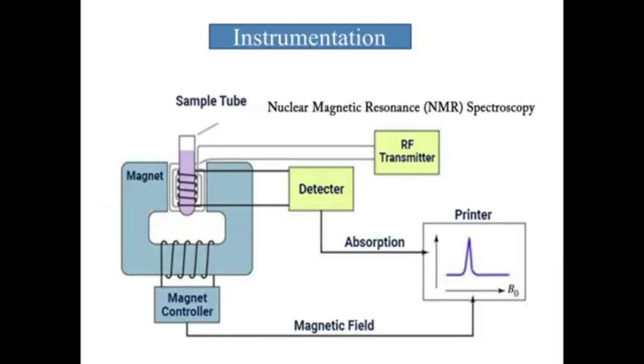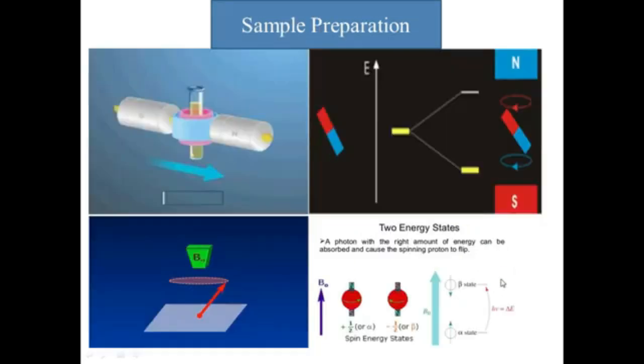The instrumentation of NMR spectroscopy. Here you see this magnet. If the magnet strength is increased to 300, 400, 500, 600, 900 megahertz, the resolution will be increased. You take the compound in this magnetic field, and additionally we give the radio frequency transmitter. This is for detection, this is for observation. We can take the printout. So this is the instrumentation.